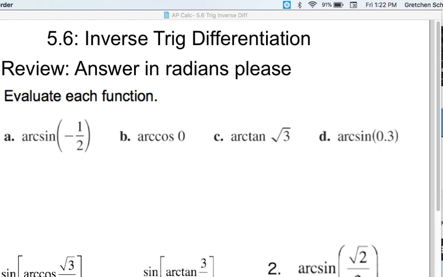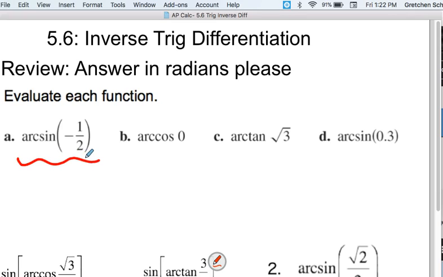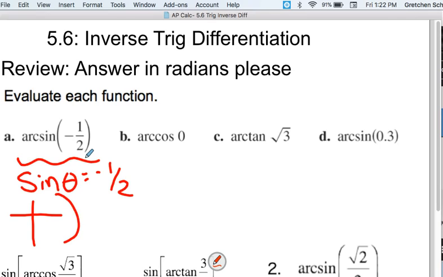So this one right here, what's this actually asking? What angle gives you a sine of -1/2? So where is sine negative? Like where would that triangle have to be? Quadrant 4. Okay, so sine and tangent run in 1 and 4. Where does cosine run? 1 and 2. Yeah, 1 and 2. So we have a sine down here.